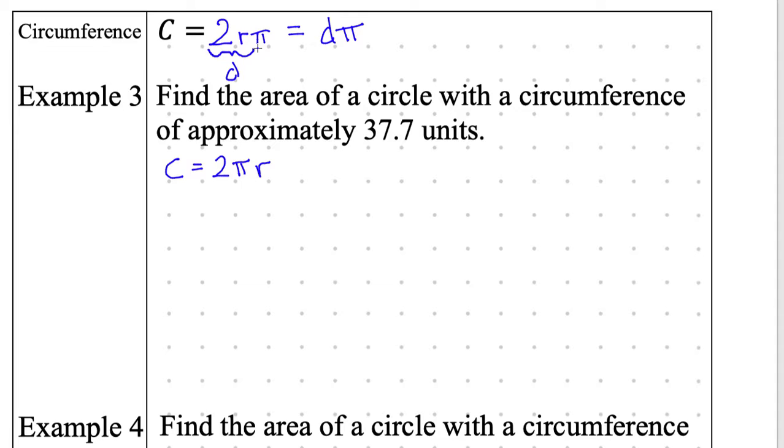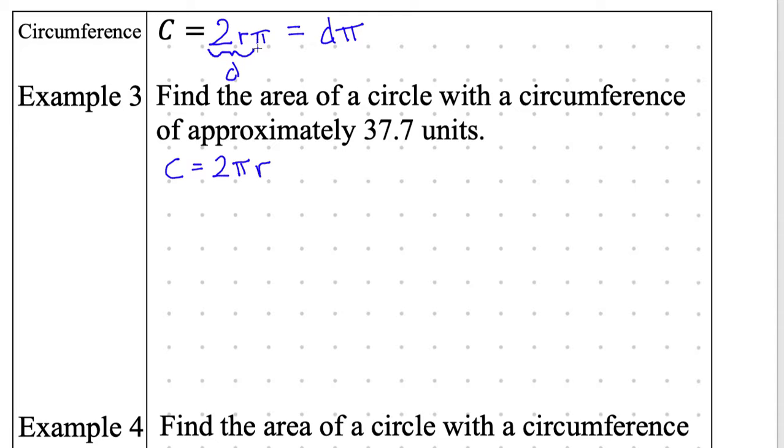So 2 pi r. Is anyone lost? If you're lost, you need to ask a question. This is the time where you can shout out. If it's not a good question, then we're going to lose HP. Oh wait, do I have to raise my hand? You can shout it out for now.